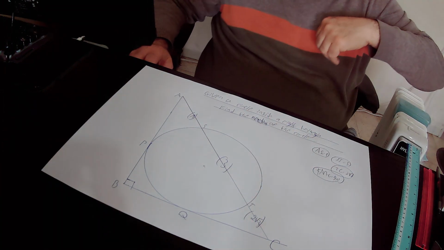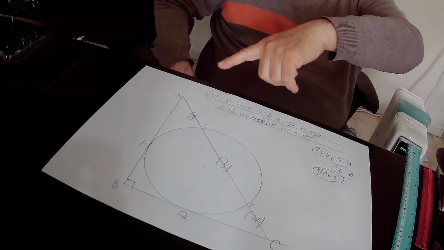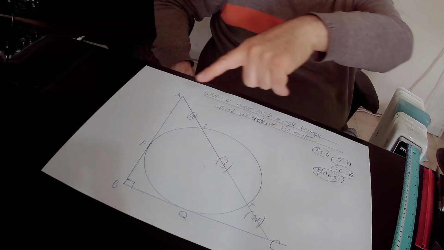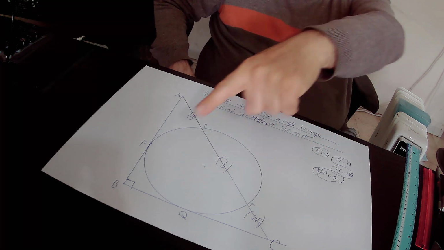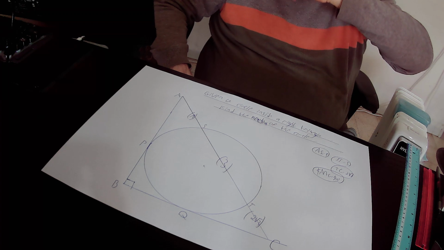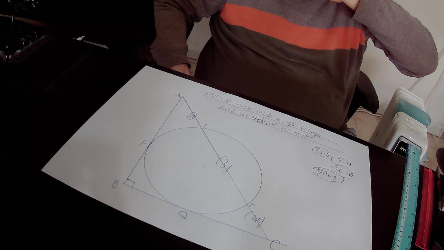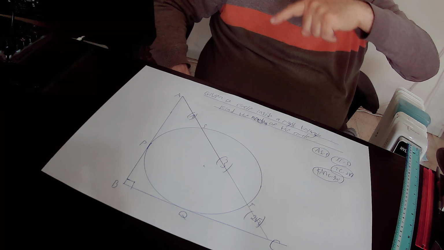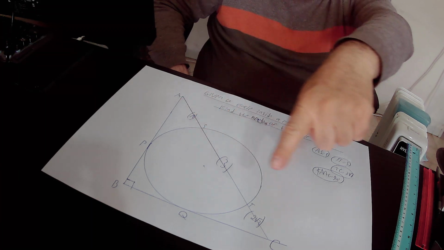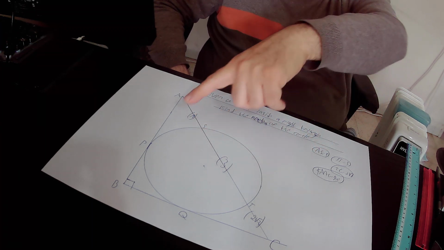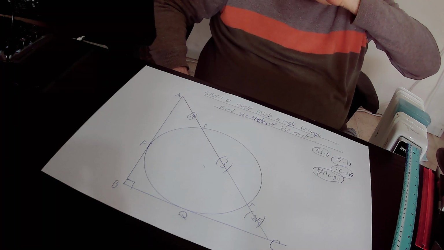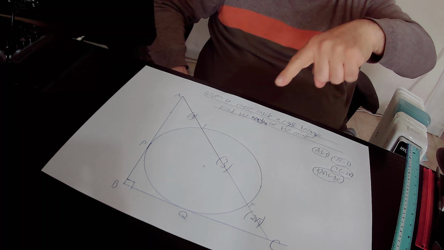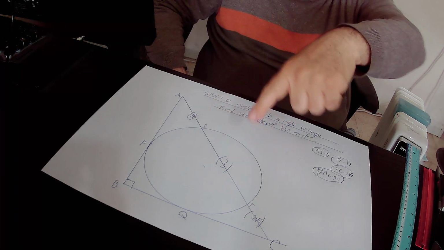And now in this lecture we'll find out the radius of a circle. In the drawing we have the right triangle, triangle ABC. Angle ABC equals 90 degrees in its size. And inside this right triangle ABC, we have this circle. And our mission is to find out the radius of this circle.